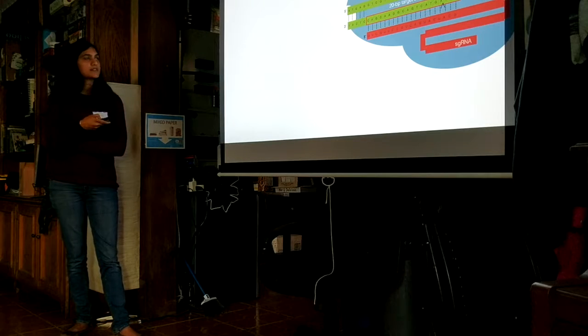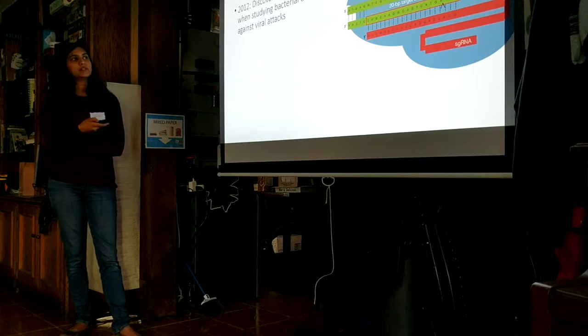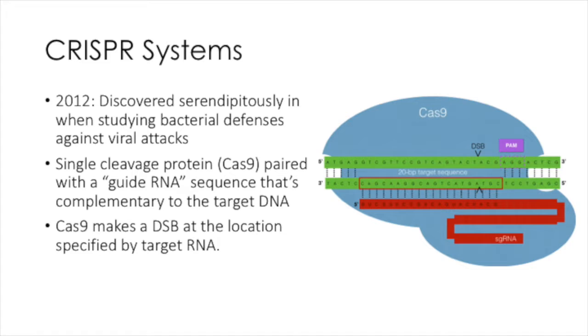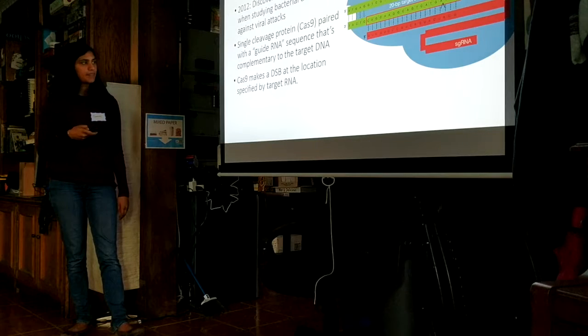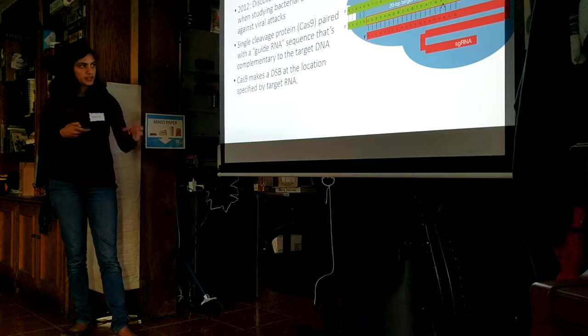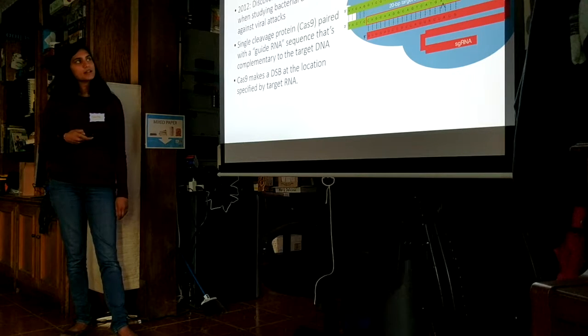CRISPR systems were discovered, or rather their capability to make double-stranded breaks was discovered serendipitously in 2012. They're used as bacterial defenses against viral attacks. And basically, there's a single cleavage protein, generally Cas9, that's paired with a guide RNA sequence that's complementary to where you want to make the cut. And again, Cas9 will make a double-stranded break at that specific location specified by the target RNA.